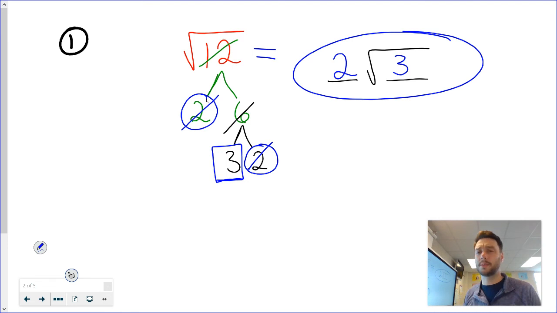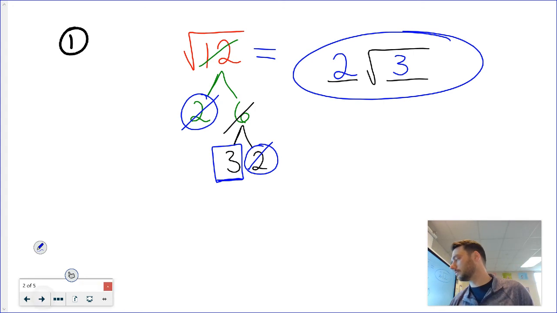Okay, so let's buzz through a couple more of those. This is our general shape of it. We're breaking it down to its prime factorization till everything can't break down any further. We're going to find some pairs. Pairs go together and come out front. Leftovers stay inside my square root. Okay. So what's that look like?